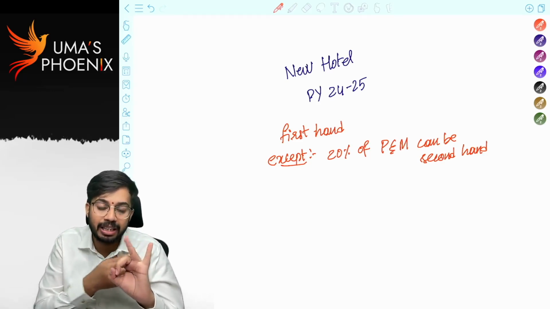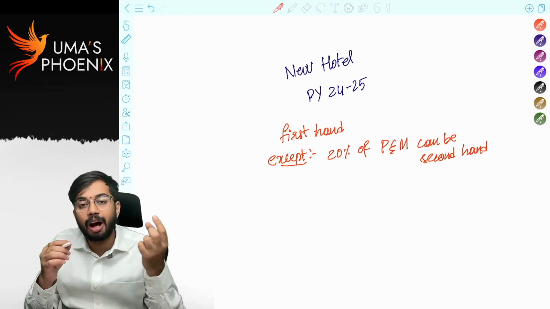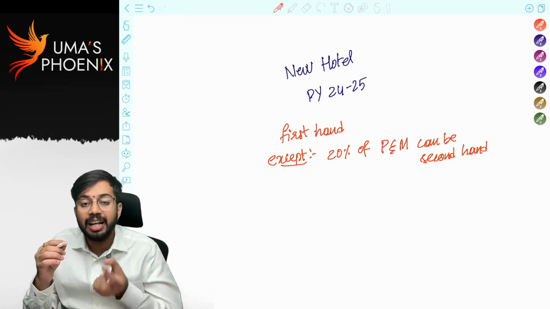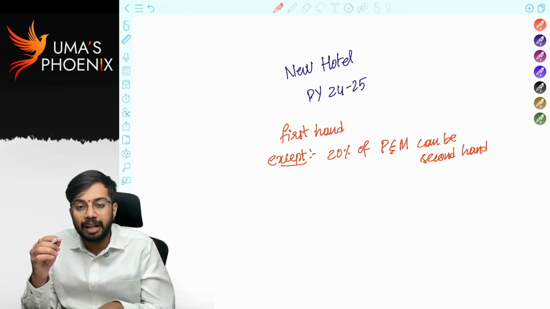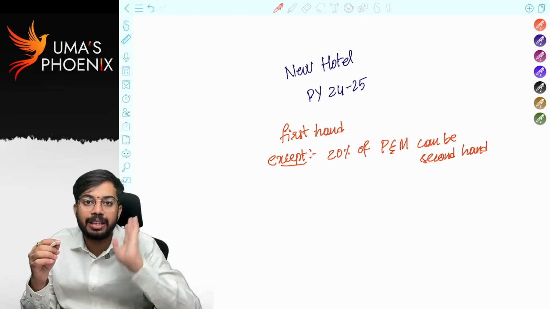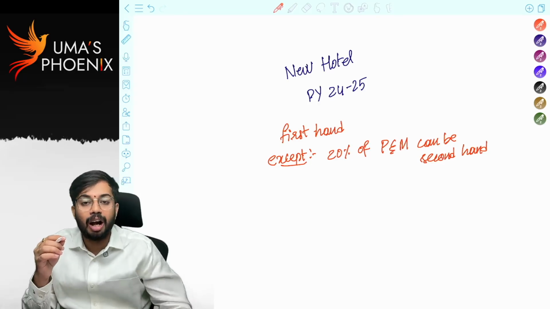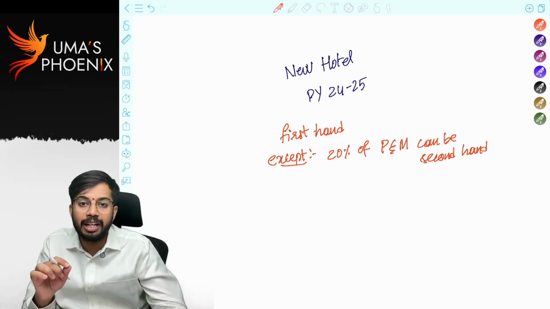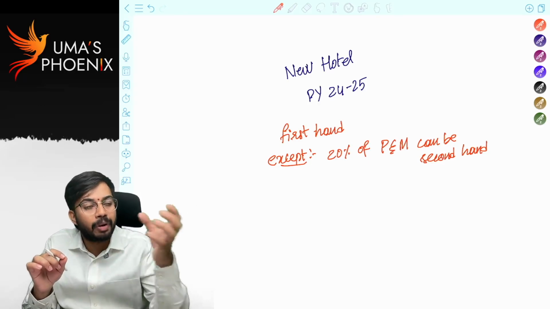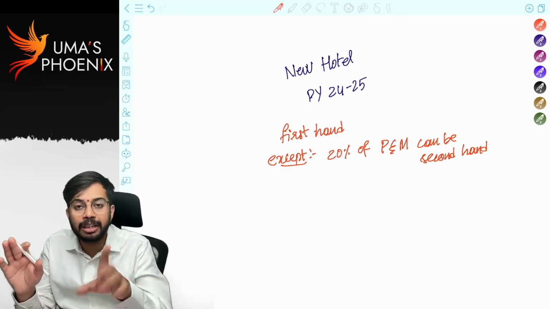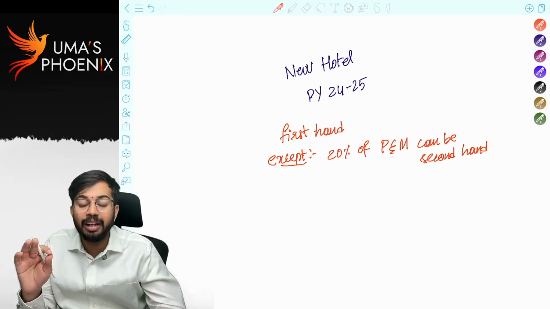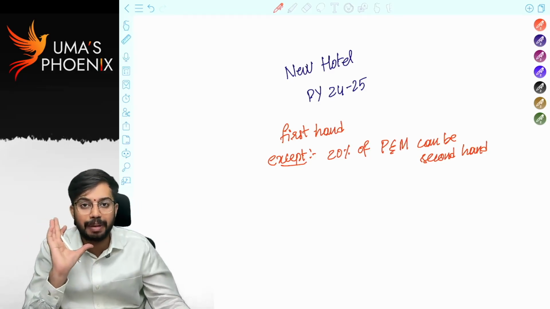Second relaxation is any asset imported from outside India, even though it is already used there, even though it is second hand. For this class we will deem it as first hand plant and machinery. Are you able to understand? The only condition is, in India on imported plant and machinery, no person should claim depreciation. You are the first person who should be claiming depreciation. Then it will be deemed as first hand plant and machinery.